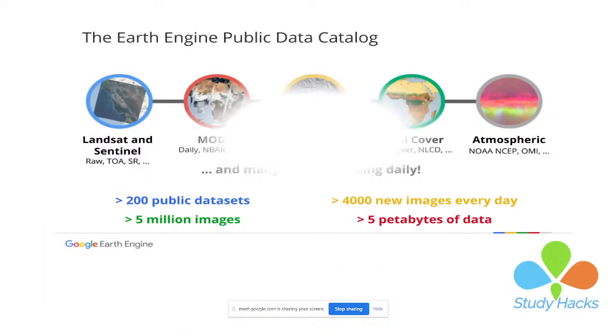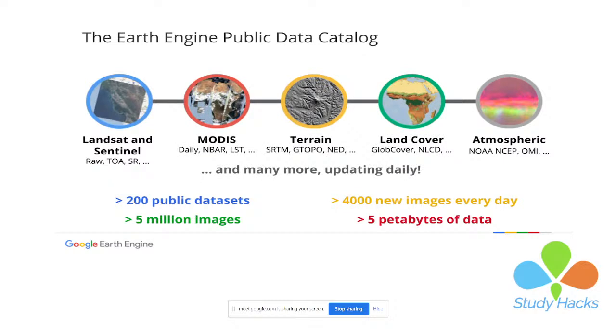Okay, so first of all, the Earth Engine public data catalog. Earth Engine has a vast public data catalog. It consists of Landsat, Sentinel, MODIS, terrain, land cover, atmospheric data, and more. This data set is updated daily, and we can easily get the daily updated data from the Earth Engine public data catalog.